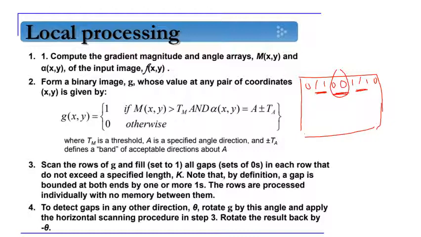Just read this in step 3. A gap is bounded at both ends by one or more ones. Only then is it considered a gap. So here also we have 0 and here also we have 0, but these cannot be considered as gaps. These zeros have to be bounded by ones on both sides, and only then is it considered a gap. All these gap pixels will be made 1, because this represents a break in the edge, and those edges will be filled by 1. This is how we achieve edge linking here.